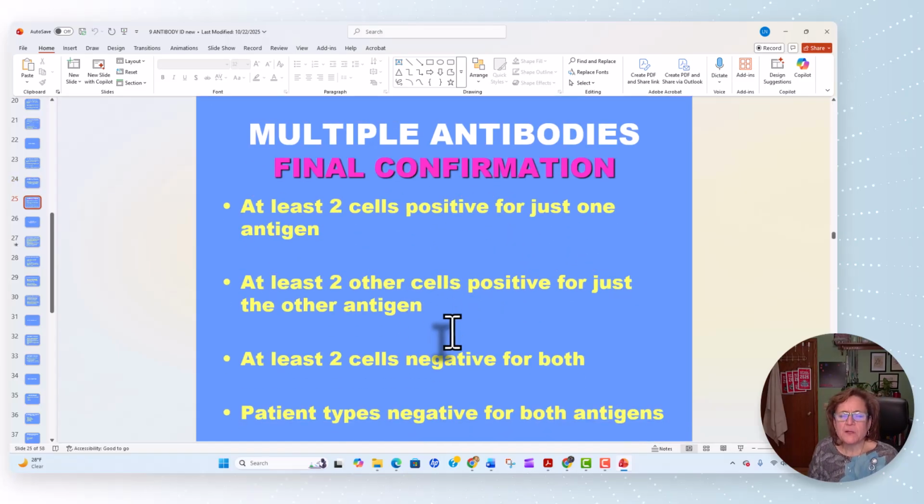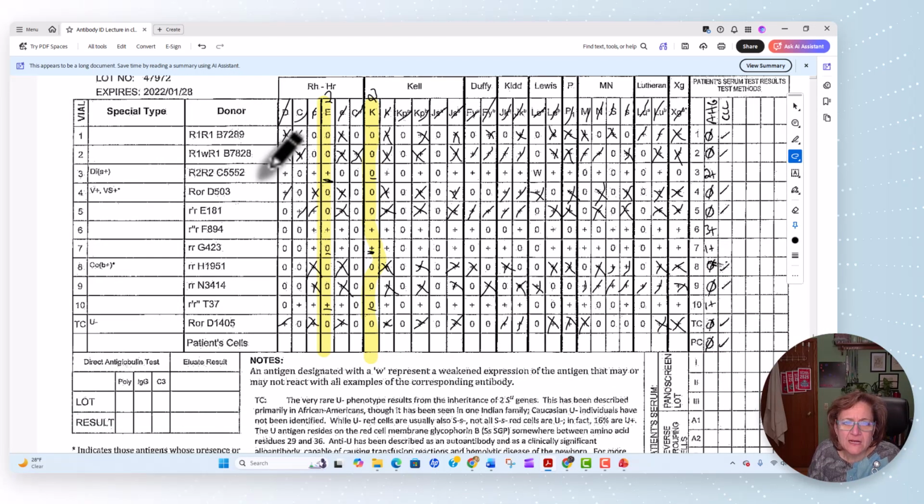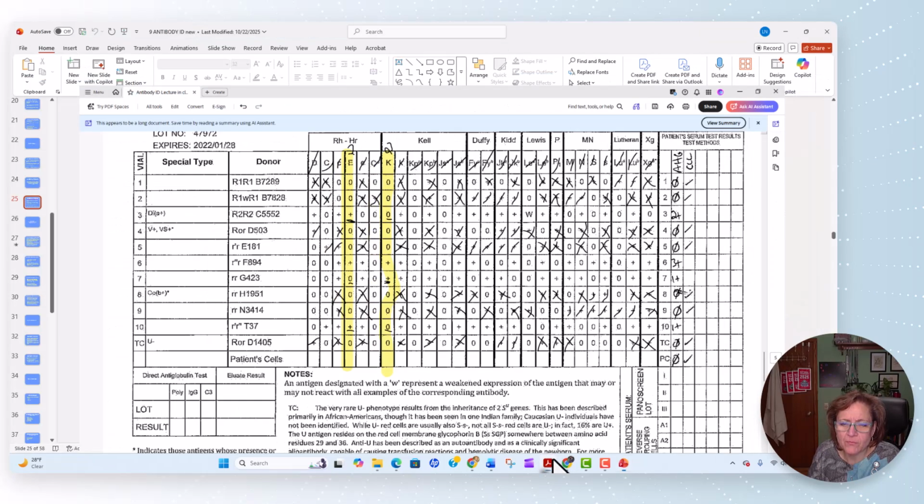So multiple antibodies, final confirmation. We need at least 2 cells positive for just one antigen, at least 2 other cells positive for just the other antigen, at least 2 cells negative for both. So when we look at that, let's look up here. See how this one is negative and negative and negative and negative, and they're negative over there? That counts. So any of these ones that we ran through, that counts as negative for both.